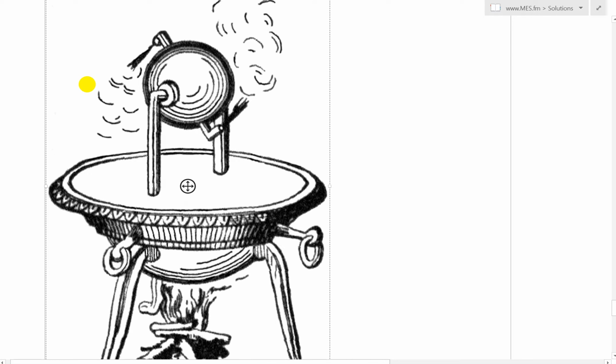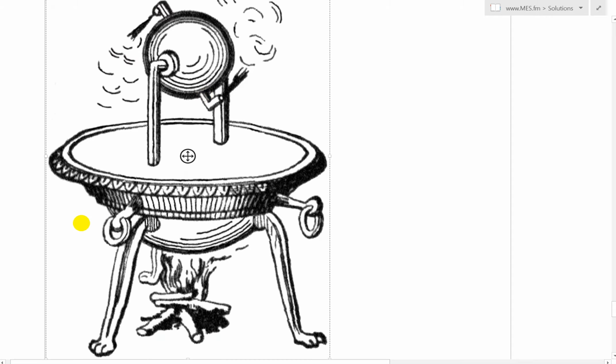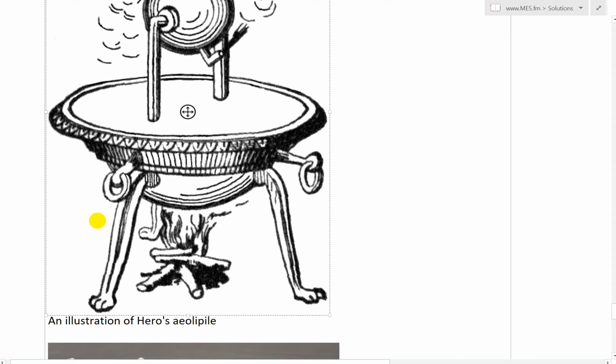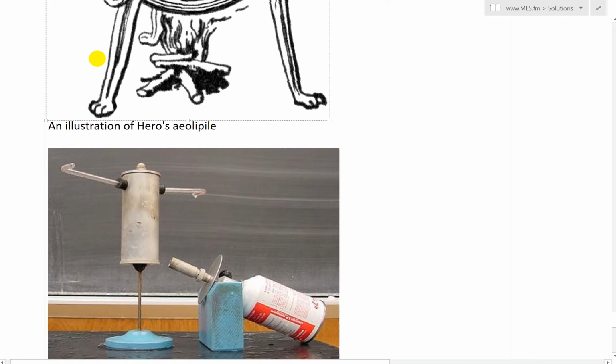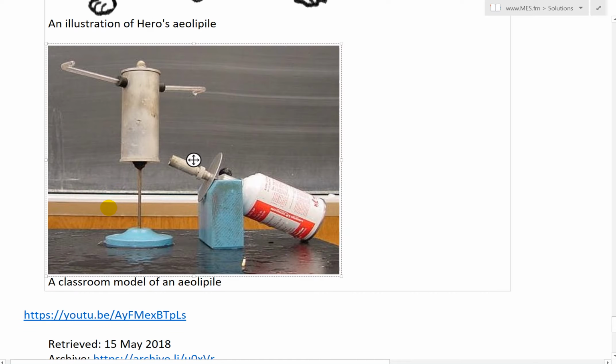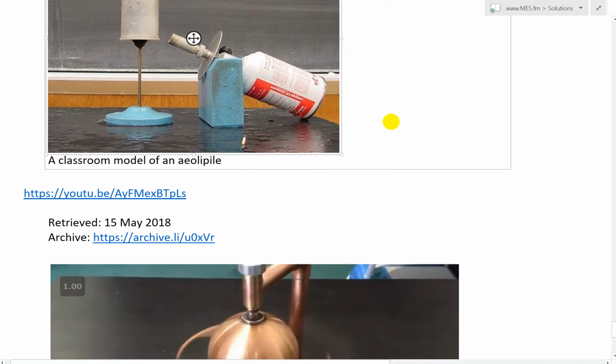So here it is. When you heat it up, you're going to have steam pushing on both sides. You're going to have a little spin around there, and you can generate some sort of rotation to collect energy or electricity and whatnot. So that's an illustration of Hero's aeolipile, and here is a classroom model of an aeolipile. You just heat the bottom, the water or gas liquid heats up, shoots out, and then you have some sort of rotation. Let's check out this video.